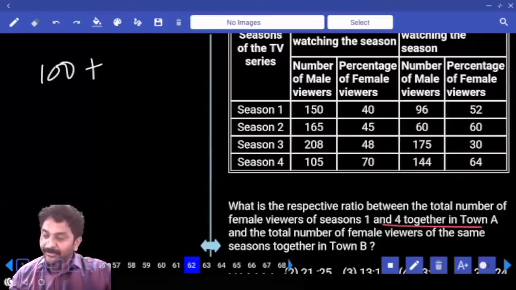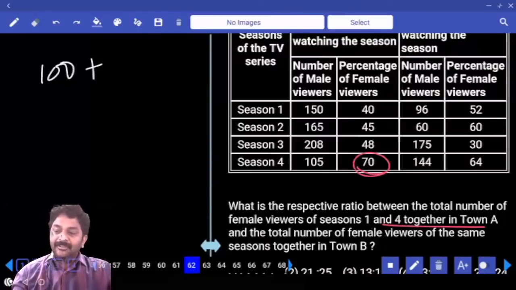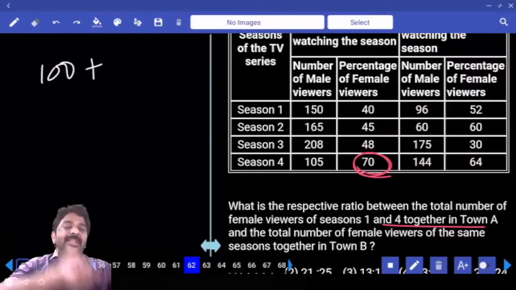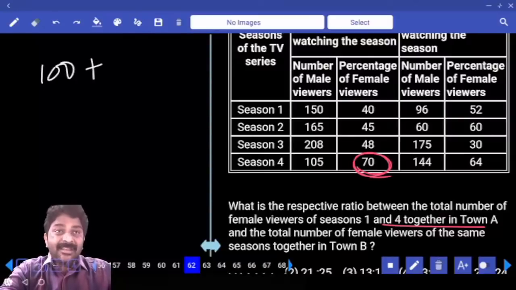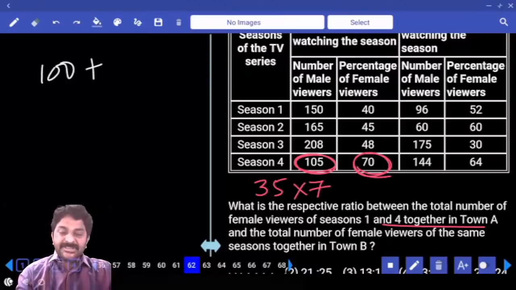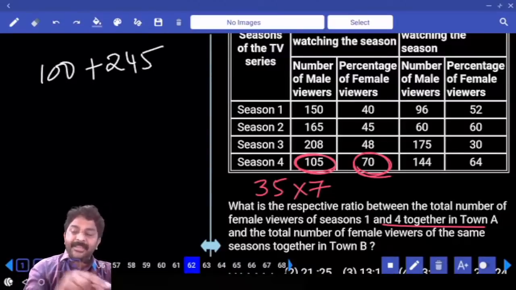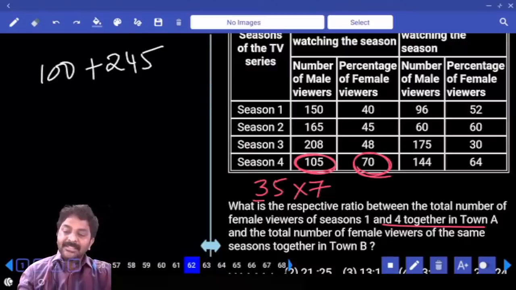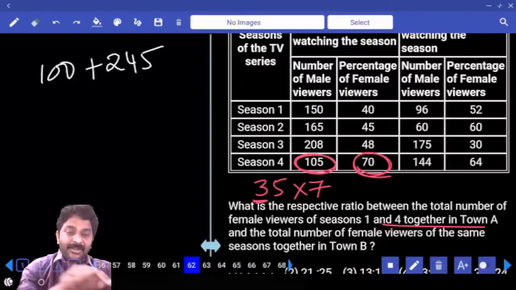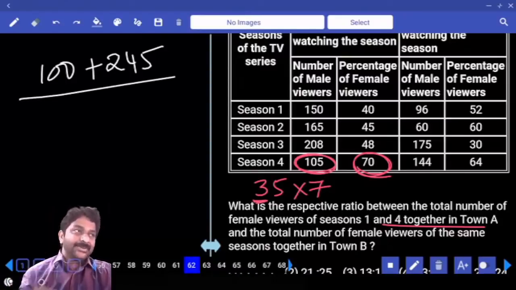Next, season 4 also. In season 4 female are 70, then male are 30. So male to female ratio 3:7. Correct. 3 parts is equal to 105. 1 part is equal to 35. Come on. 7 parts in the sense into 7 only, which is equal to 245. Reverse multiplication. 30 into 7. Come on. 5 into 7. 210 plus 35, 245. We were asked to calculate the ratio. A is to B or A by B.